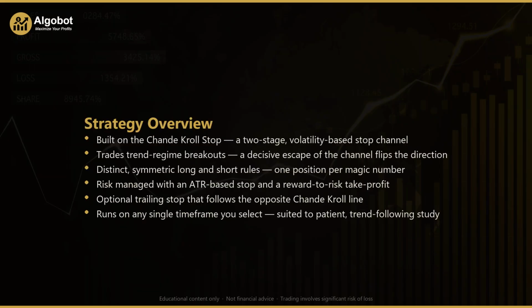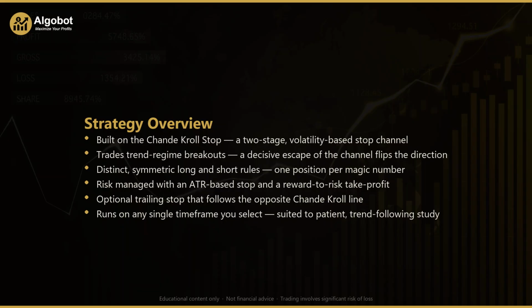So what does this expert advisor actually do? At its heart, it's a trend-following breakout system. Instead of drawing a single line, the Chande Kroll Stop builds a channel out of two volatility-based stop lines. The upper line is a short side stop, and the lower line is a long side stop. Under normal conditions, price simply oscillates between these two lines, and the strategy sits patiently, holding whatever trend it last recorded. The edge this approach is studying comes from what the authors call a regime flip.